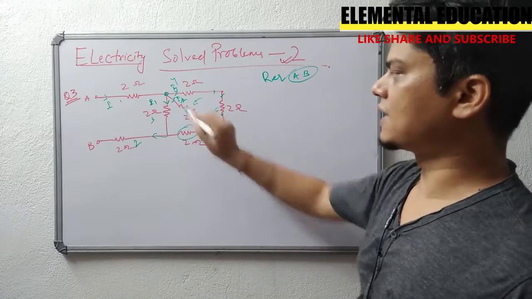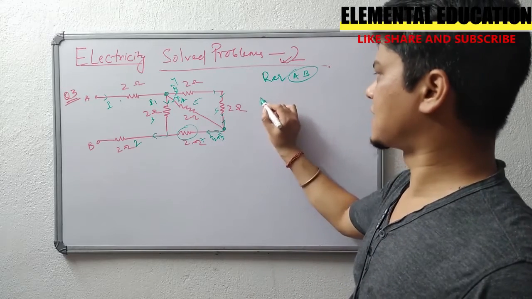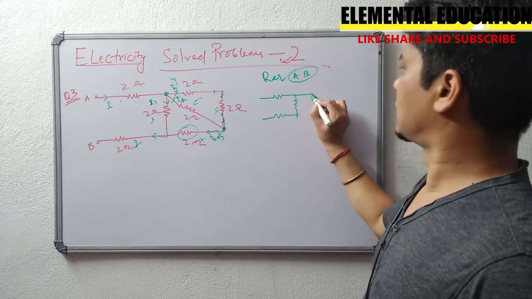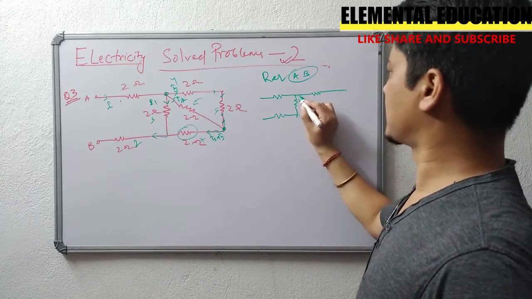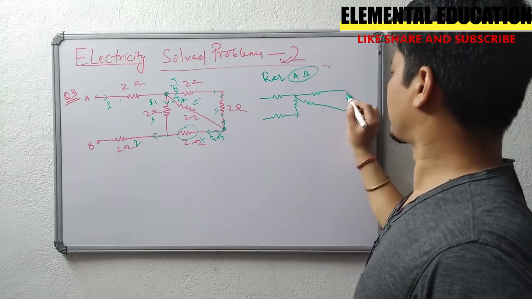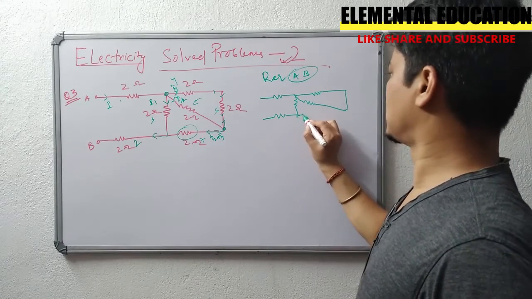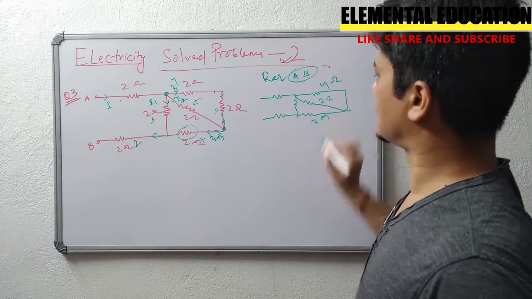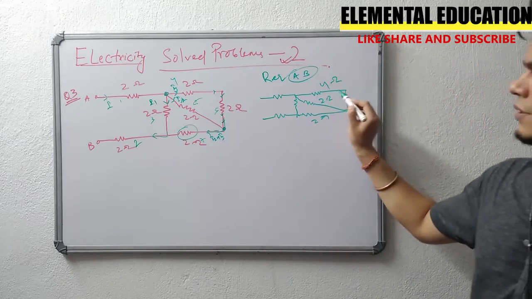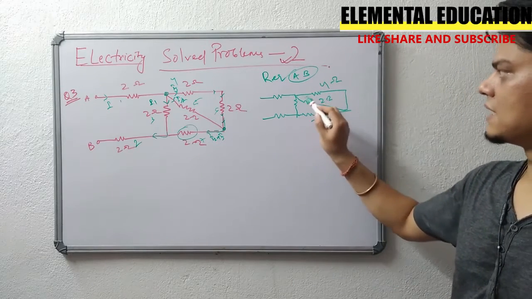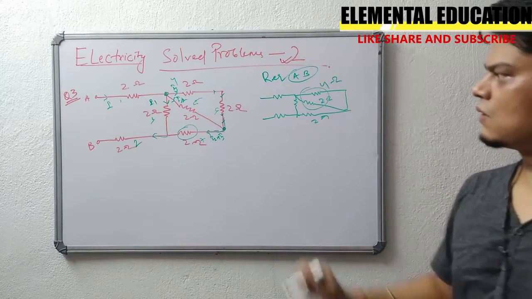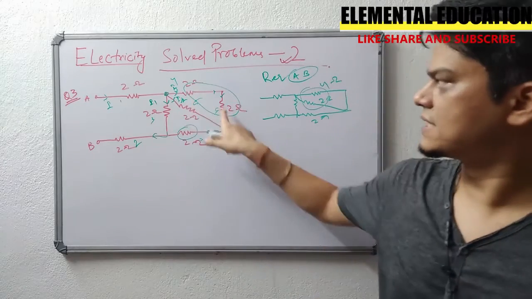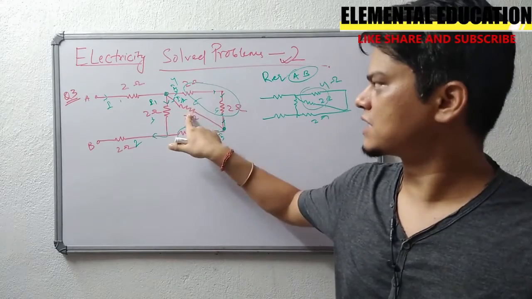Now how can I draw this circuit? I can draw the equivalent circuit like this. Now this is 4 ohm, this is 2 ohm, this is 2 ohm. So now these 2 are in parallel. How? These 2 are in series, 2 plus 2, 4. This 4 is parallel to 2.